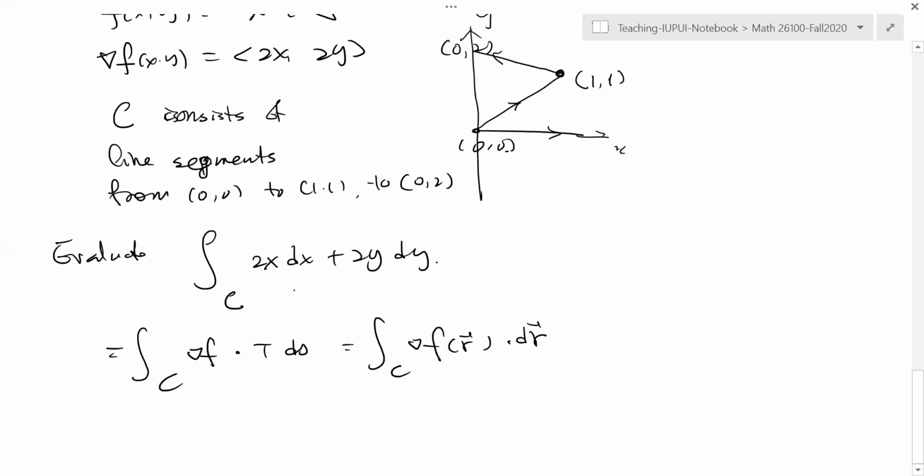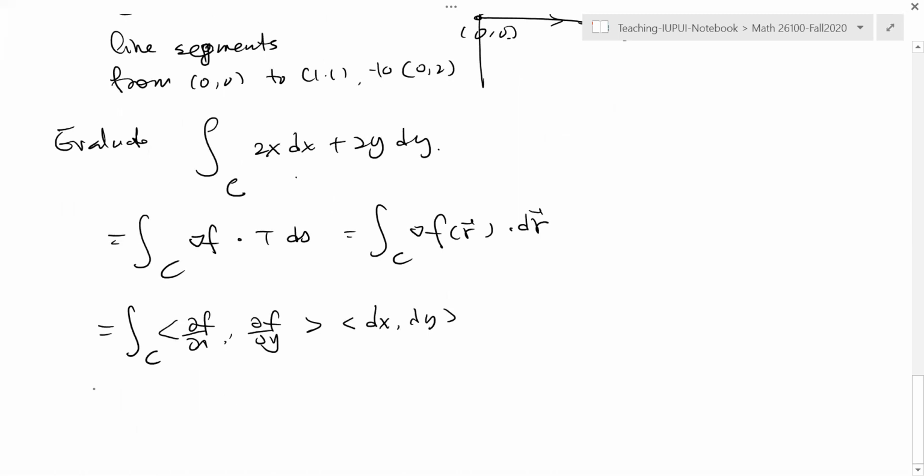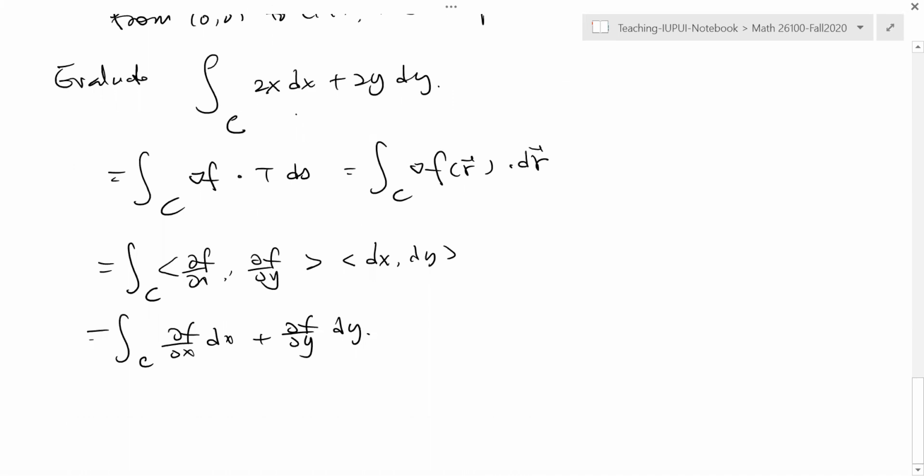So look at this notation. If you have this, the gradient of f is going to be the partial derivative with respect to x and the partial derivative with respect to y, evaluated at r, and dr is actually (dx, dy). You can also write in this form: partial derivative of f with respect to x dx plus partial derivative of f with respect to y dy. That's another notation.